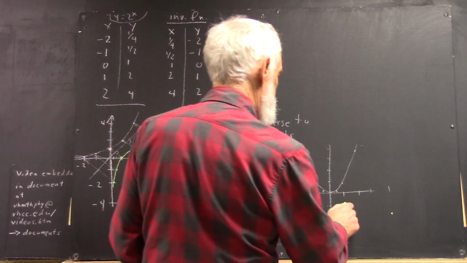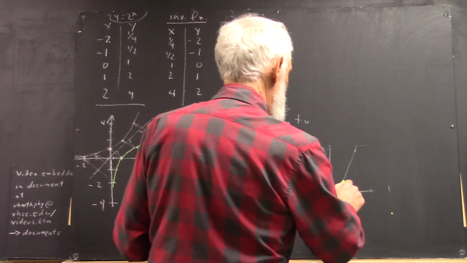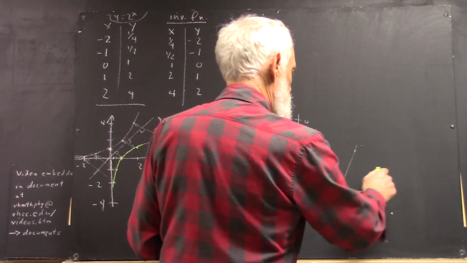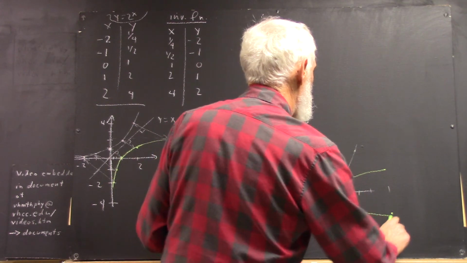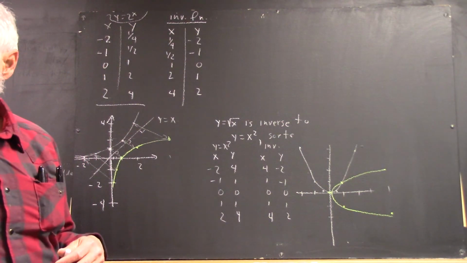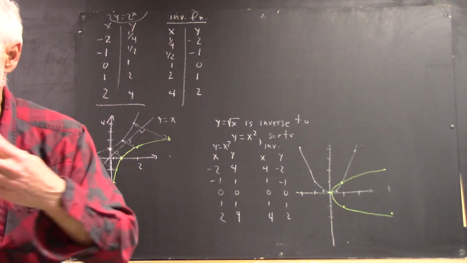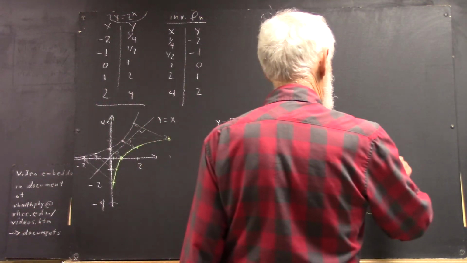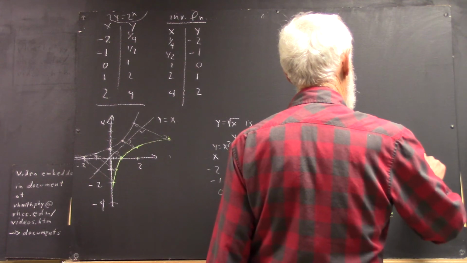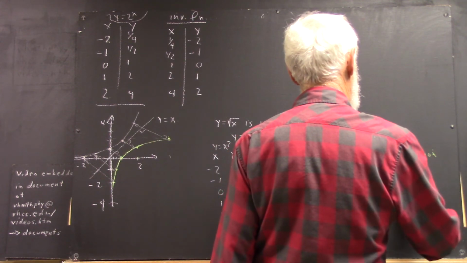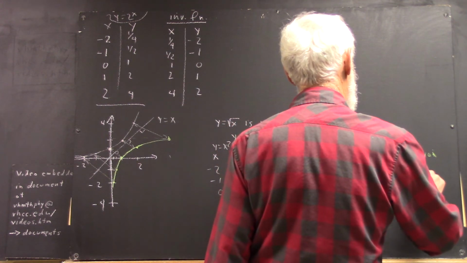1, -1 is going to be here. 0, 0 is going to be here. 1, 1 is going to be here. And 4, 2 is going to be here. Okay? Now I'm going to give you a little terminology. You don't have to remember it, but it's helpful for understanding what I'm going to tell you. This is the inverse relation. It's not a function.